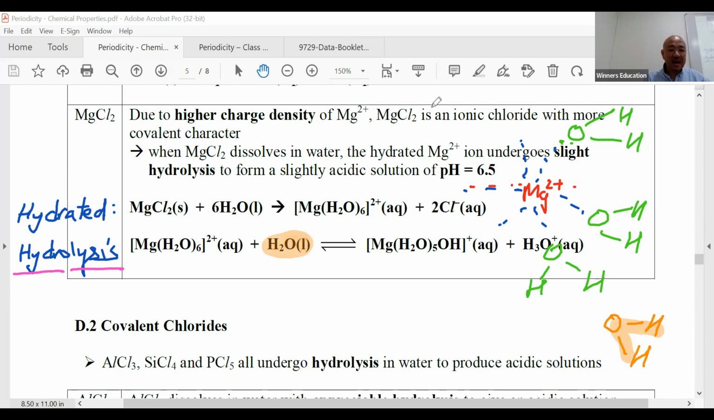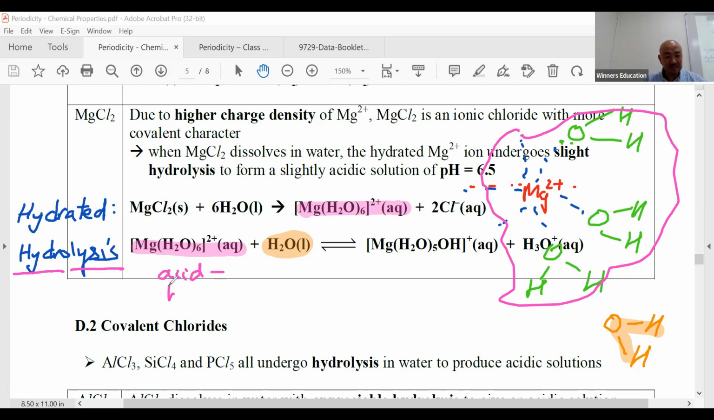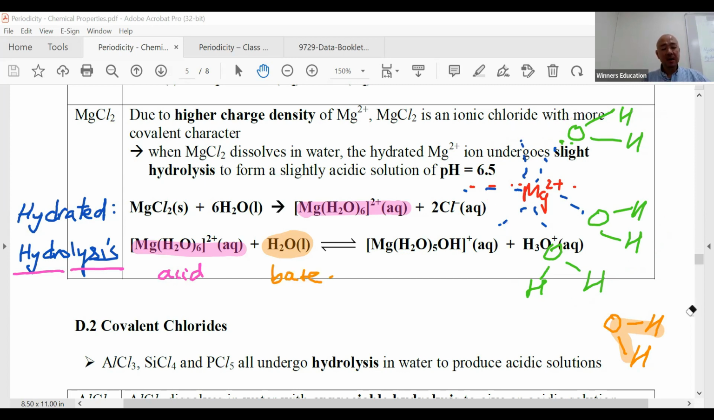You know that hydrated ion over here, what is it working as? It's acid-base. This acts as an acid. This acts as a base. Okay? Now, ladies and gentlemen, this is what happened. All right? There's a lone pair here. Make sense?